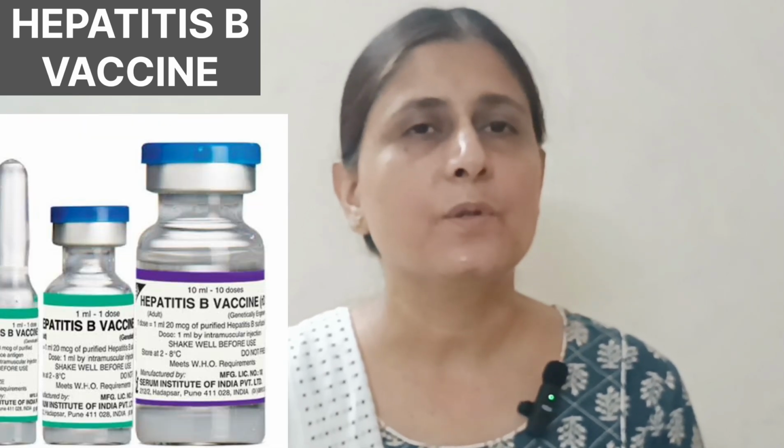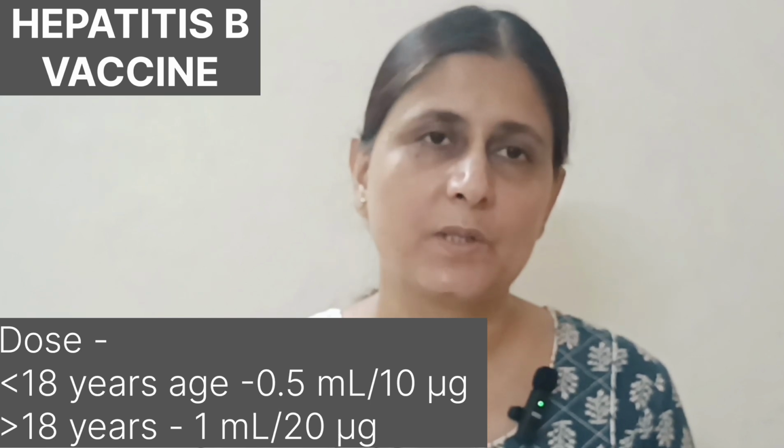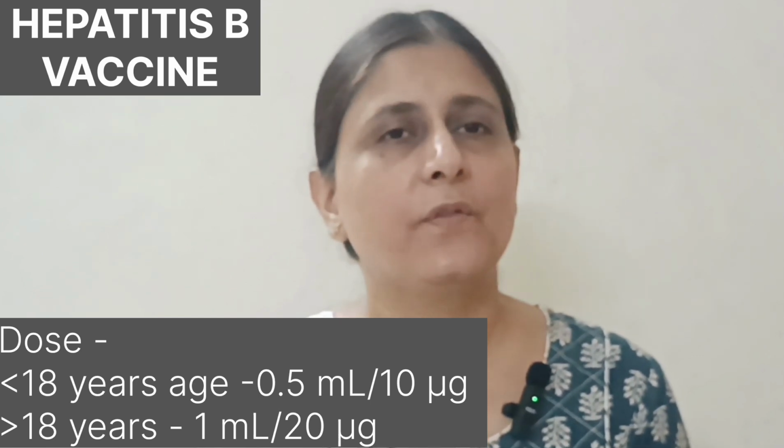Now, what is the dose, route and site of administration of this vaccine? In less than 18-year age group, we have to give the 0.5 ml dose intramuscularly. And in more than 18-year of age group, 1 ml is the dose.